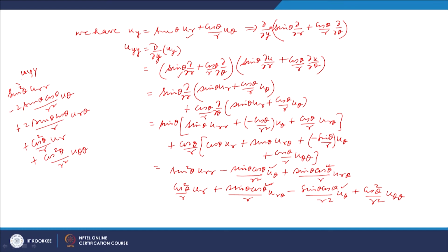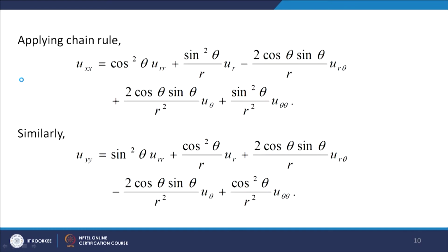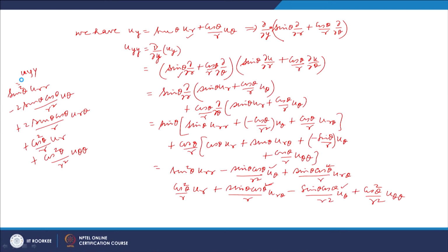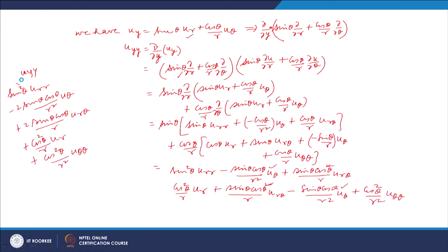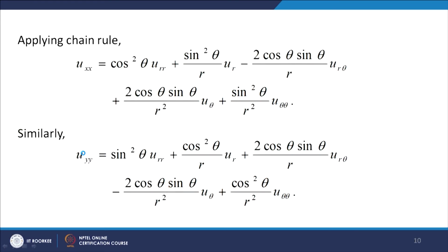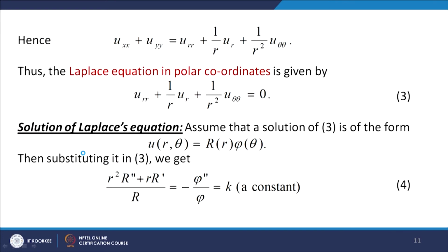Okay, let us check this. So, sin square theta u_rr we have, cos square theta by r u_r we have, 2 sin theta cos theta by r u_rθ we have, minus 2 cos theta sin theta by r square u_θ we have, and we have cos square theta by r u_rθ, cos square theta by r square u_θθ. Okay, this one.